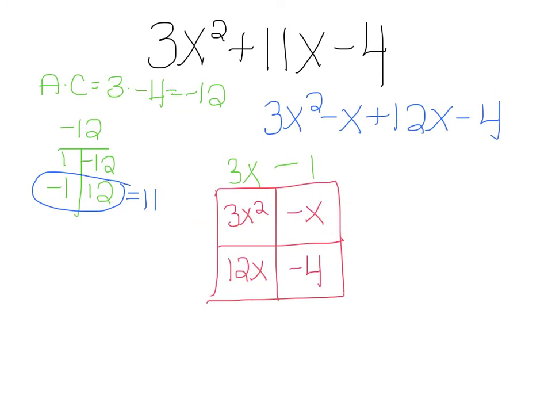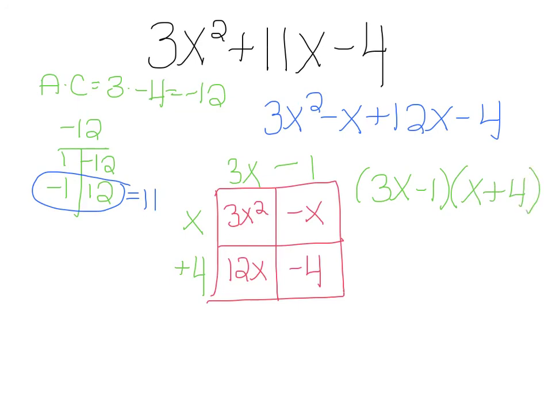In the first row, we have a 3x squared and a negative x. The only thing we can pull out is x. In the second row, we've got 12x and a negative 4. So the number we can pull out is a positive 4. And there's our dimensions, 3x minus 1 times x plus 4.